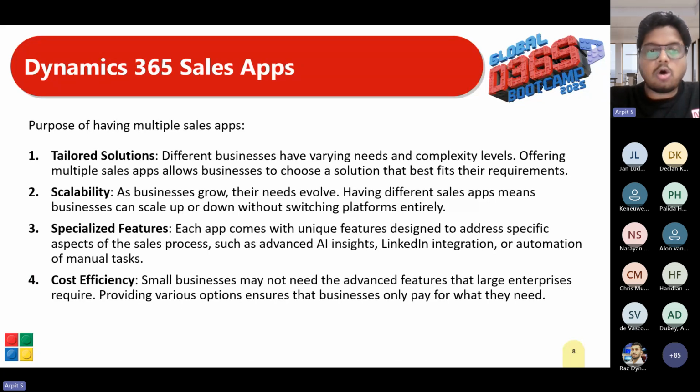Cost efficiency. Small businesses may not need the advanced features sometimes, and large enterprises require them. So providing various options ensures that businesses only pay for what they need. Okay, sometimes you just want to implement a simple sales process. You don't want to use some fancy AI features or automations or LinkedIn integrations. If you don't want to use those features, then you can purchase a simple sales app that will be cost efficient for you, right?